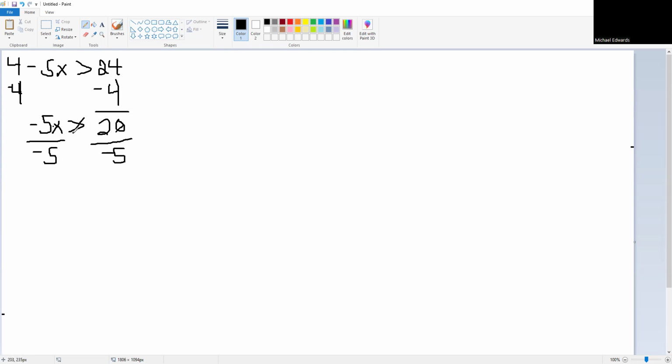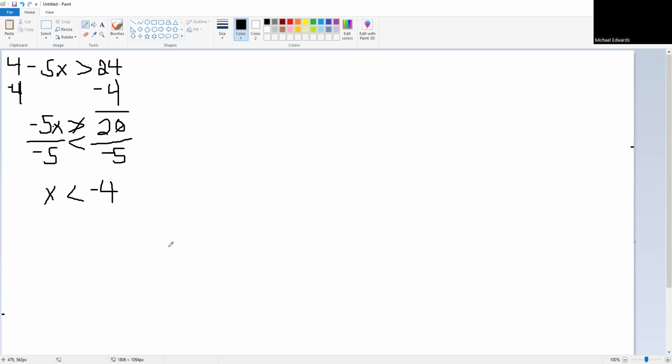This now changes to be this because we carry that negative through multiplication or division across. So now this is x less than 20 divided by -5, which is just -4. Okay.